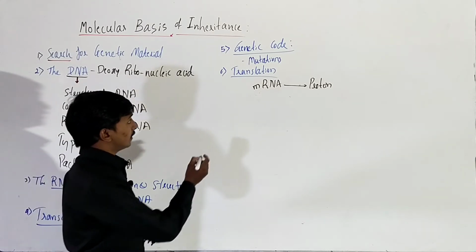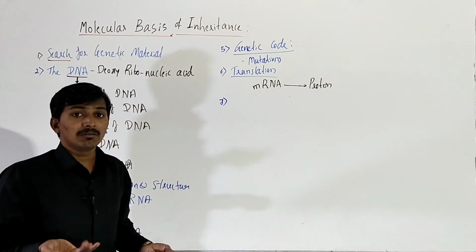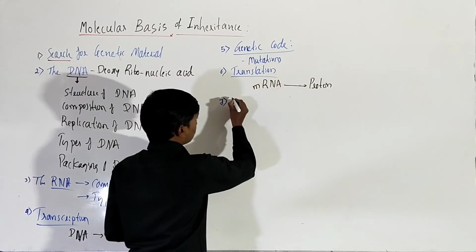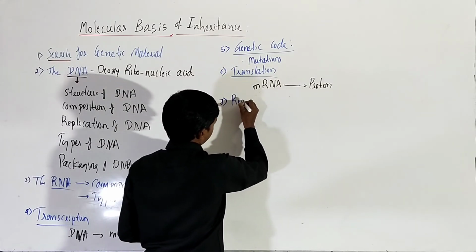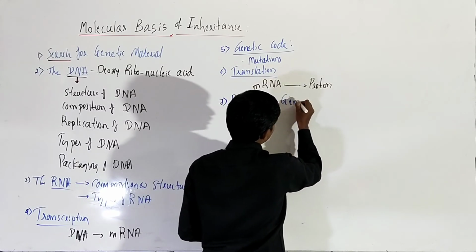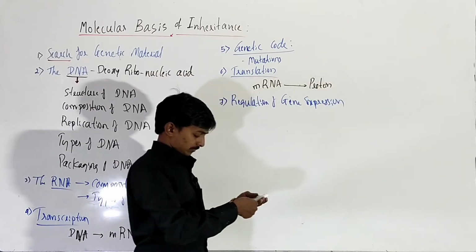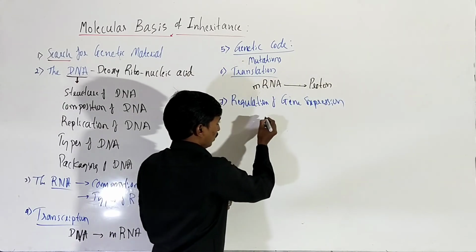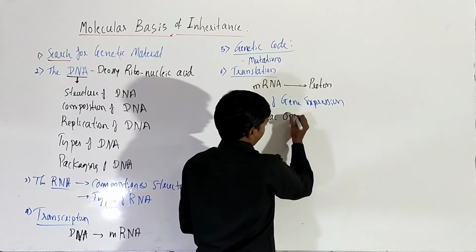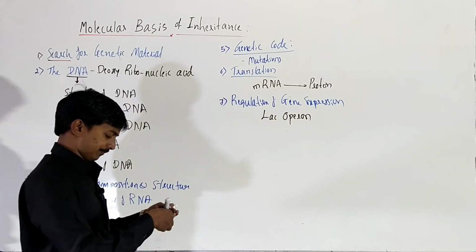Right. So here we will study about how this gene expression is regulated. That is the regulation of gene expression. Regulation of gene expression means there is a system called operon. In that we are going to study about the lac operon, right?